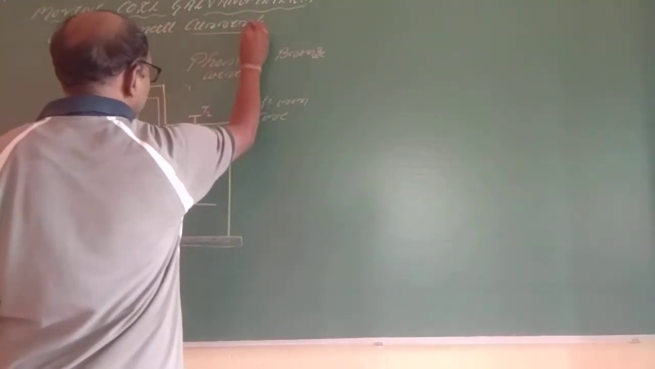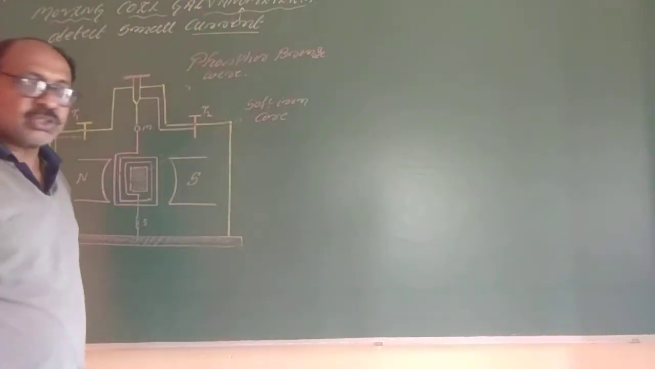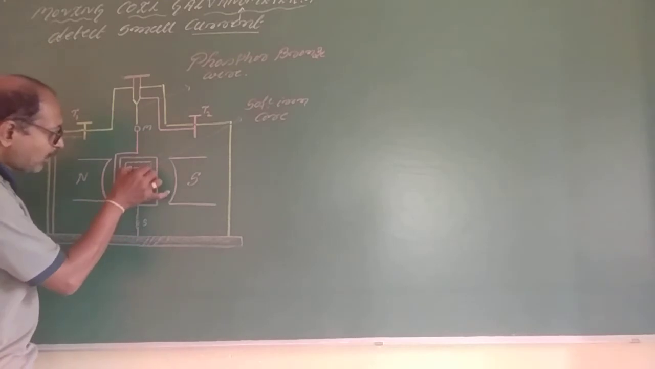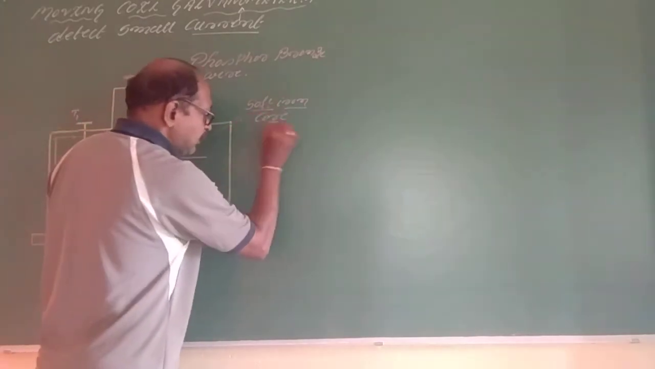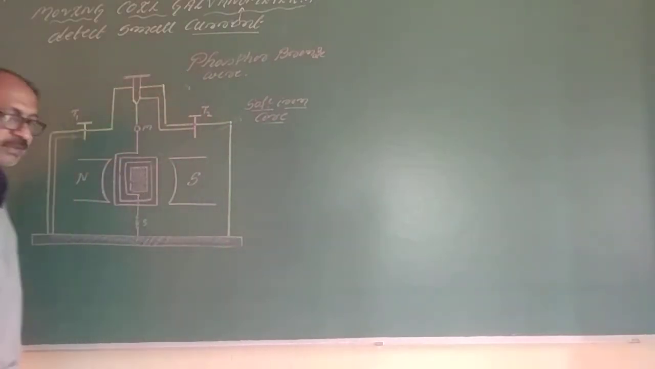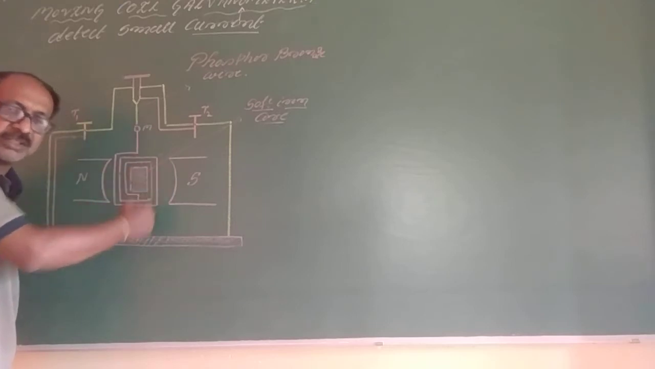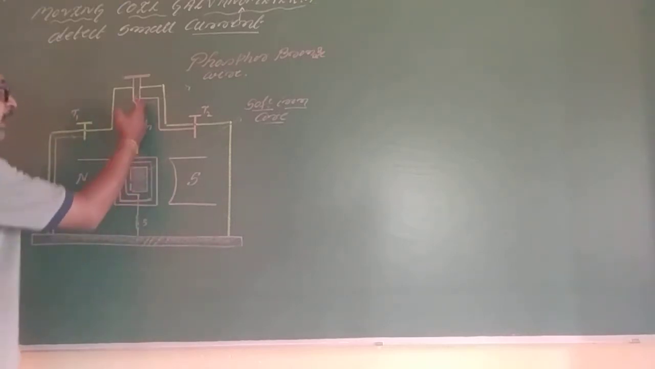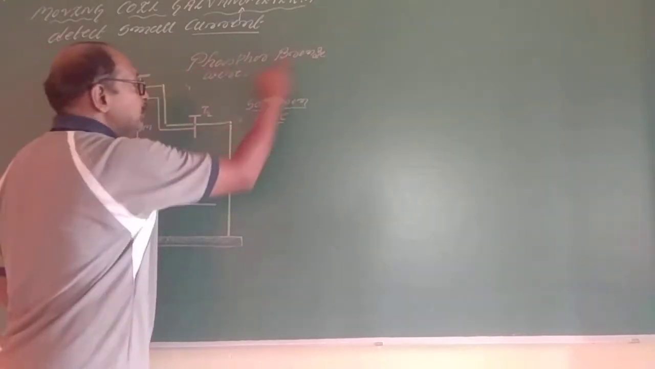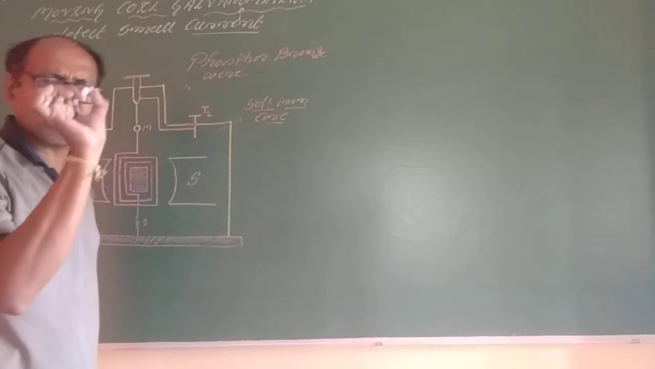we are using the galvanometer. The galvanometer consists of a small core here. This is nothing but a soft iron core. This soft iron core is wound with a number of copper turns. It is hung by a phosphor bronze wire, and here we have a small mirror.